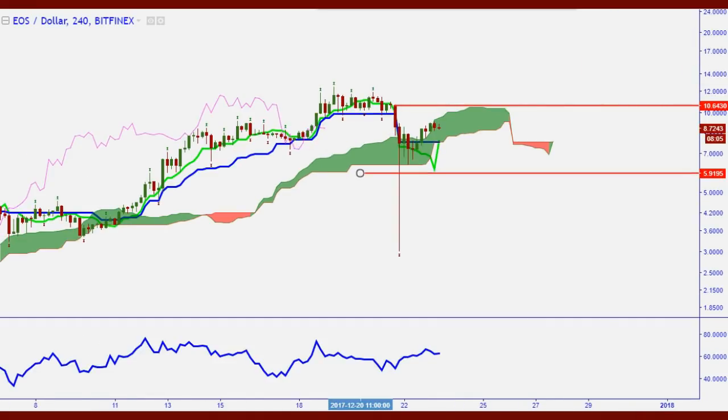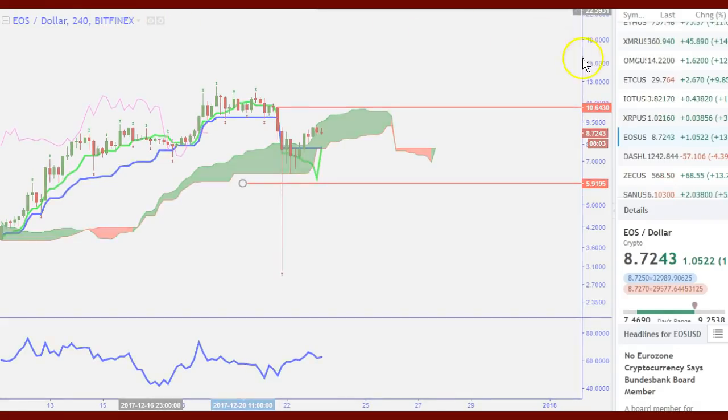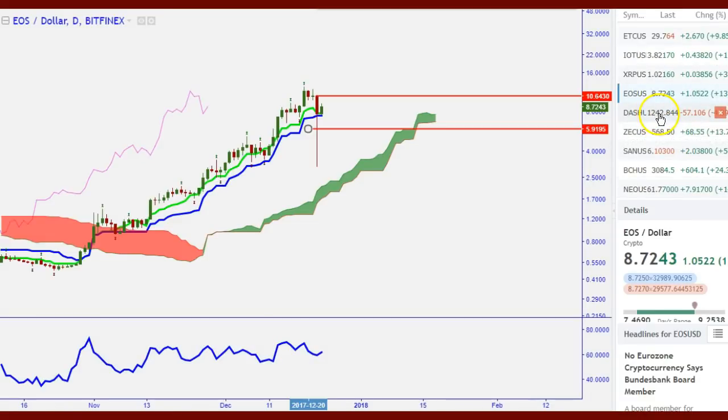So let's get off of this asset and look at another asset on the daily time frame, and we're almost done here. We'll look at Dash.